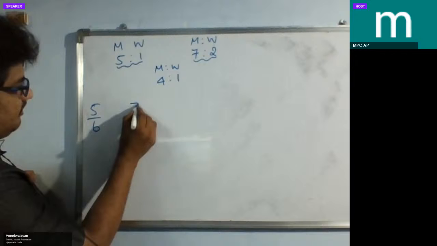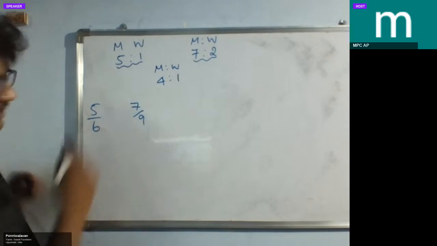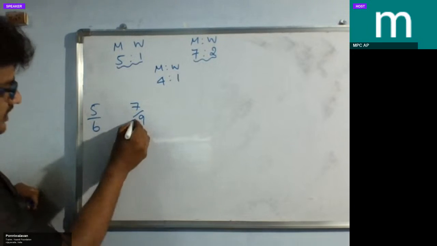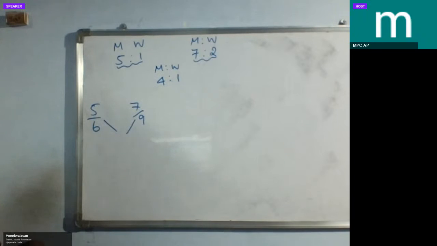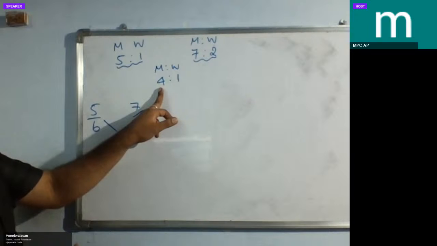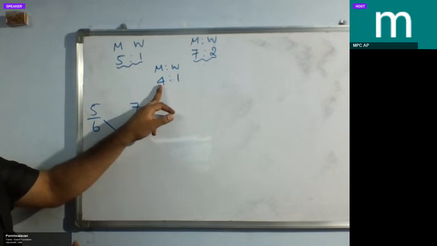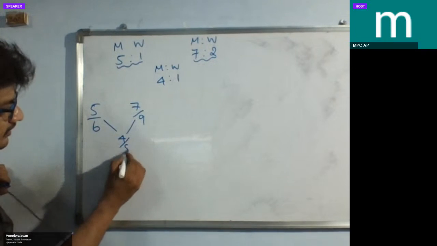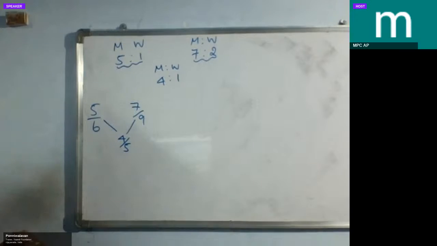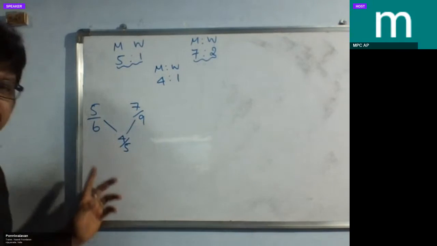7 by 9. Okay, you are mixing it and you are getting milk here. What is the milk proportion? 4 by 5. Hereafter, our usual method, right?